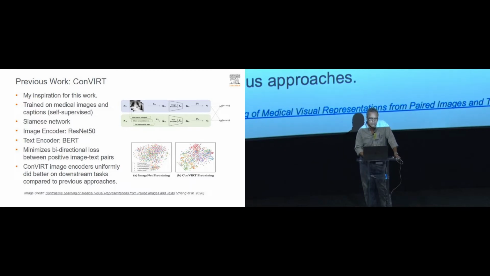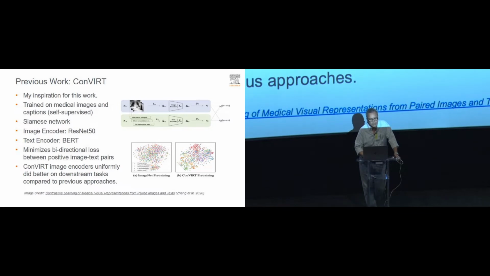You have two towers. One is the image encoder on the top and the text encoder on the bottom. The image encoder is the ResNet 50 from the ImageNet days. It's a pre-trained ResNet 50. And the text encoder is BERT. So not truly pre-transformer, but really at the border, when BERT had just come in and become the de facto encoder of choice at that point, right?